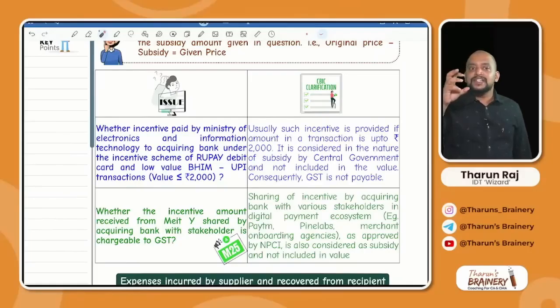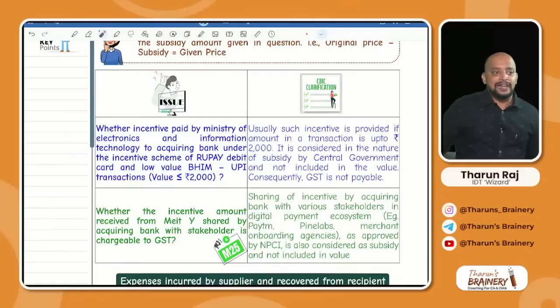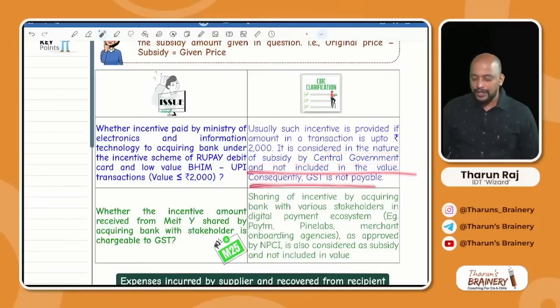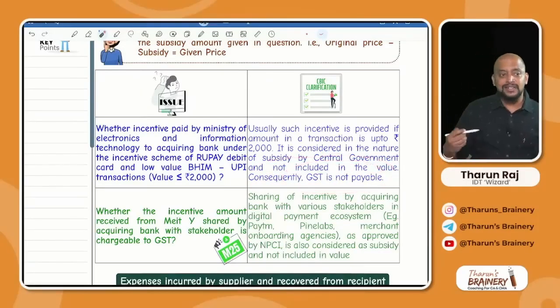Now, whether the money received by Paytm from Government of India, Ministry of Information Technology and Electronics is treated as consideration? No. It is treated as subsidy. So therefore, it should not be included in value and chargeable to GST. Is that clear? So read that. Whether incentive paid by Ministry of Electronics and Information Technology to acquiring bank under the incentive scheme of RuPay debit card and low value UPI transactions will be treated as consideration. Usually that incentive is provided if the amount in a transaction is up to 2000. So it is considered in the nature of subsidy by central government and not included in the value. Consequently, GST is not payable.